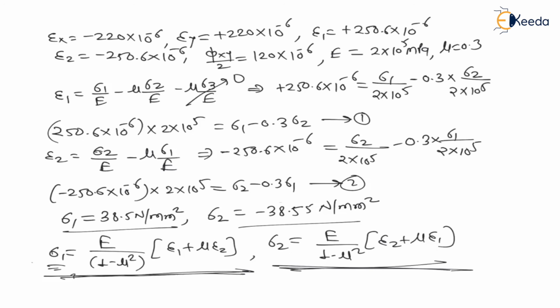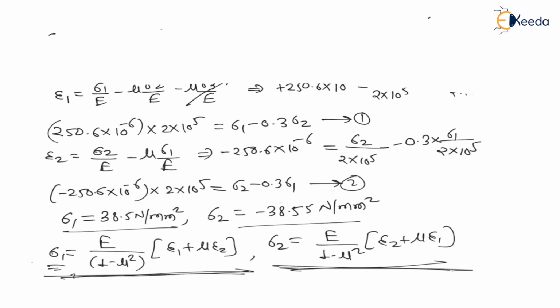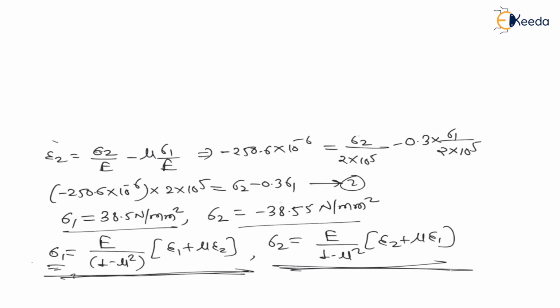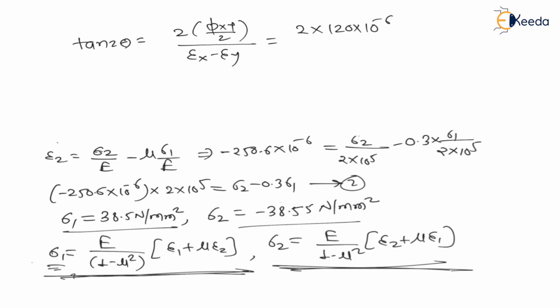Again, they are asking what are the directions of sigma 1 and sigma 2. In the principal strain topic, we derived the formula to find direction: tan 2 theta is equal to 2 phi xy by 2 divided by ex minus ey. Therefore, put the values: 2 into 120 into 10 to the power minus 6 divided by ex, which was minus 220 into 10 to the power minus 6, minus ey, which is minus 220 into 10 to the power minus 6.